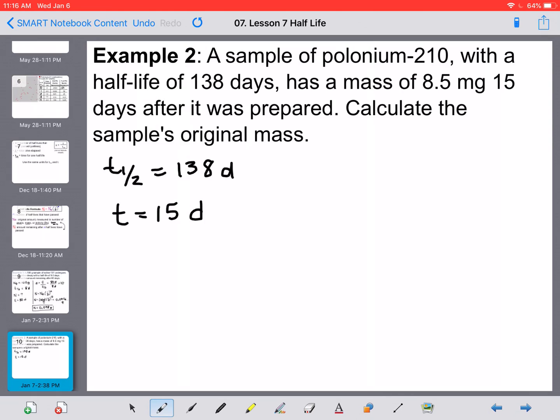Now be careful here. It's not saying that the polonium sample had a mass of 8.5 when it was first prepared. So 8.5 is not N0. Instead, it's saying after some time has already passed, that 8.5 milligrams is the amount that remains. So capital N is 8.5 milligrams. And then it says calculate the sample's original mass, meaning we want to find out N0.